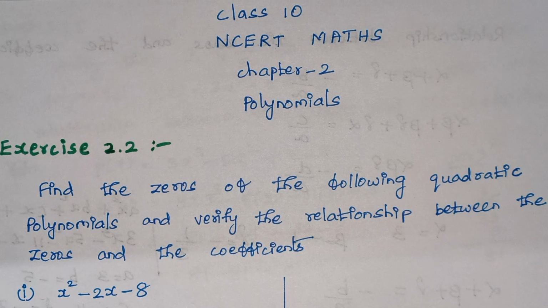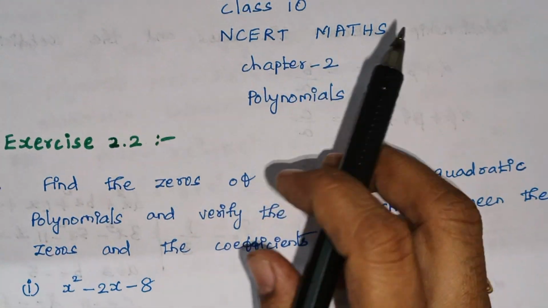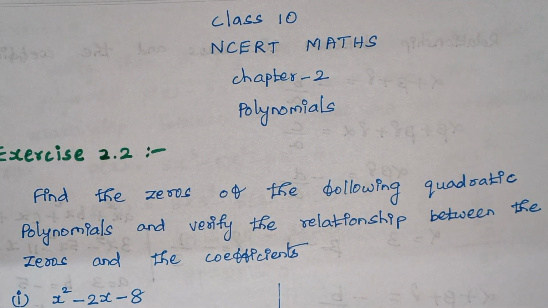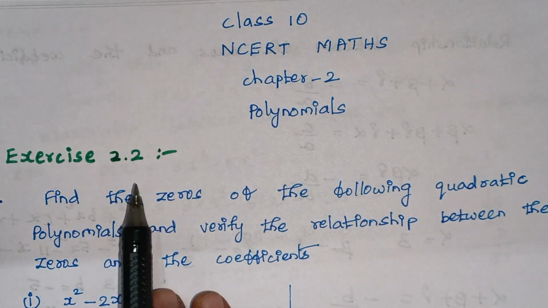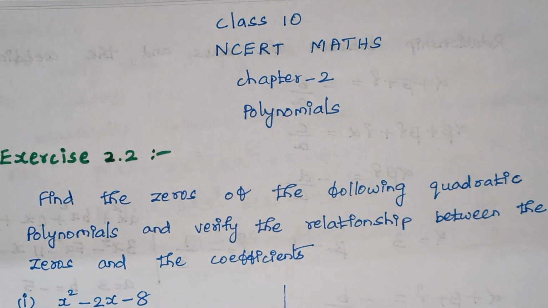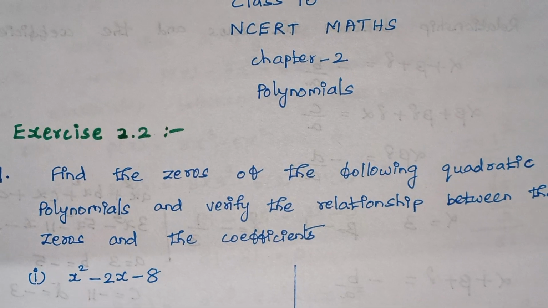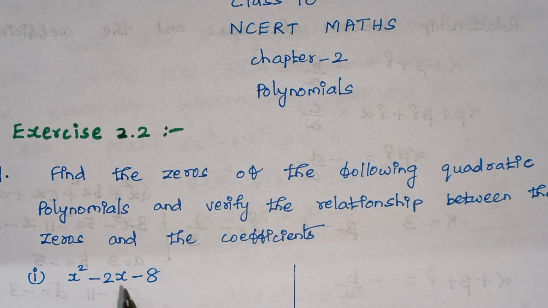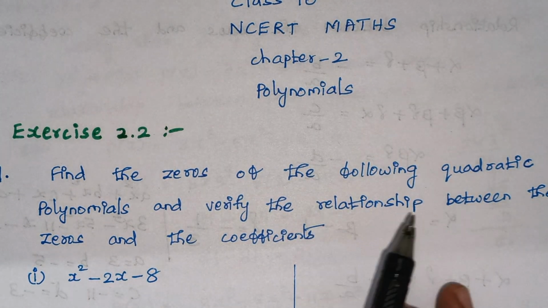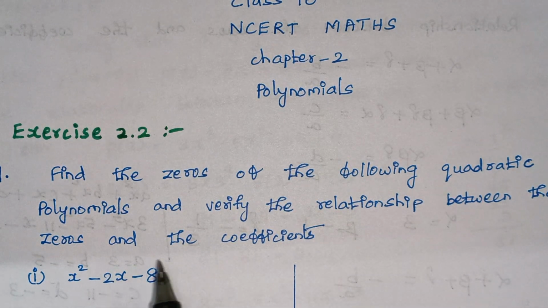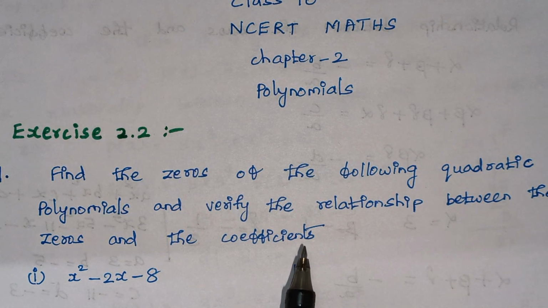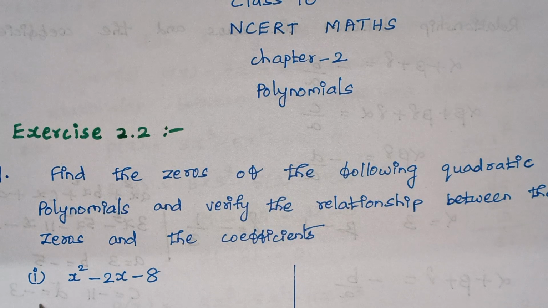Today we are going to solve class 10 NCERT Maths chapter 2 Polynomial exercise 2.2 first problem. And the problem is: find the zeros of the quadratic polynomial and verify the relationship between the zeros and the coefficients. So this is your first problem and the problem is x square minus 2x minus 8.